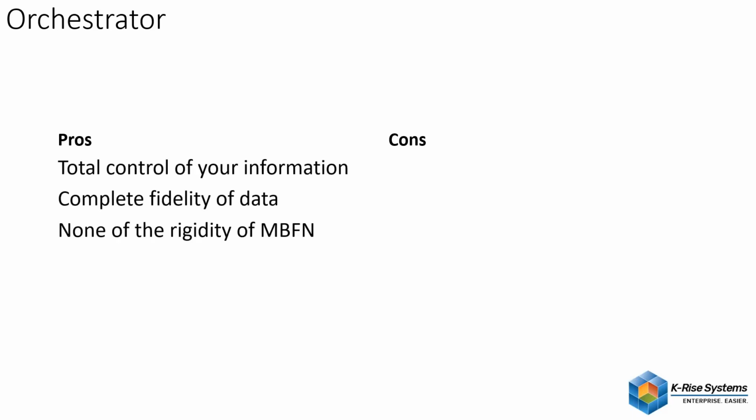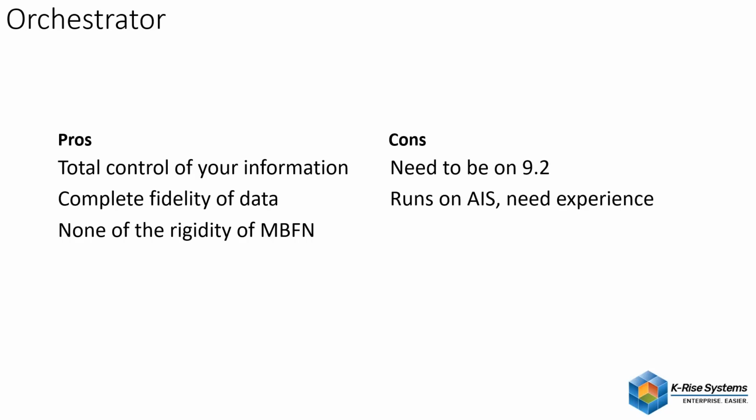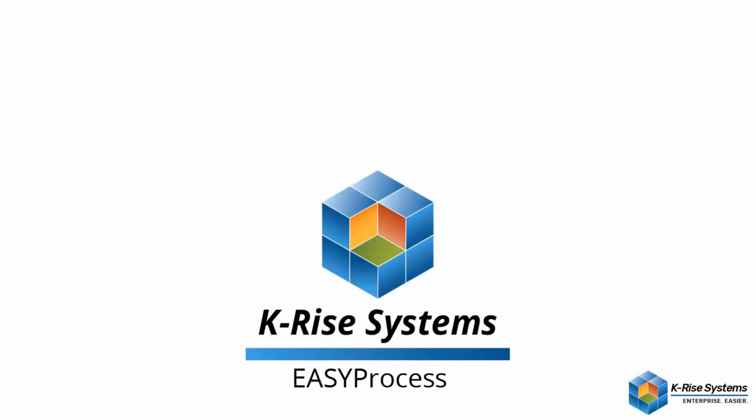Pros of Orchestrator: you have complete control of the information you insert and display in a custom application, and total fidelity. Since you're using the system as it exists, you know all the logic will be there, you know all the validations will be there, and none of that rigidity of business functions. Now the cons are, you have to be on 9.2, and you have to have the AIS server, which does require some experience. And last but not least, it can be somewhat difficult to install and configure. But once you get on that, using that as an integration pipe can be liberating, really liberating.